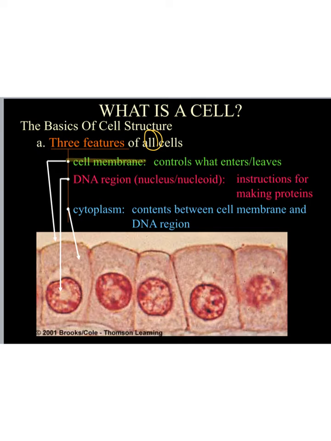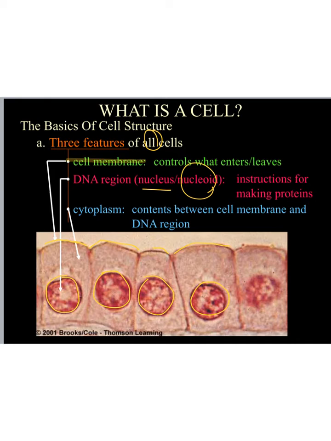Number one is the cell membrane. So every single cell has a boundary of a cell membrane that surrounds it. If we look at the picture here, the photomicrograph of cells, you can see this thin line surrounding all of these cells. Cell membranes control what comes into the cell and what leaves the cell, and every single cell has one.